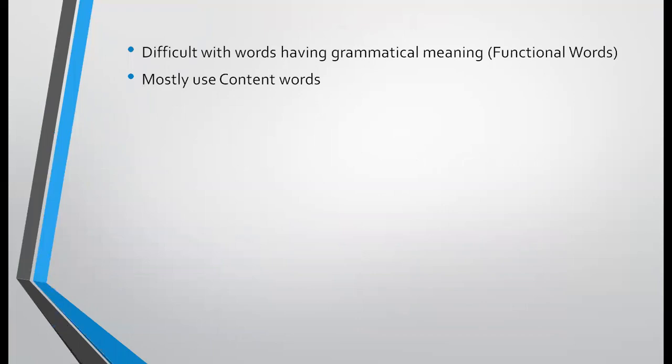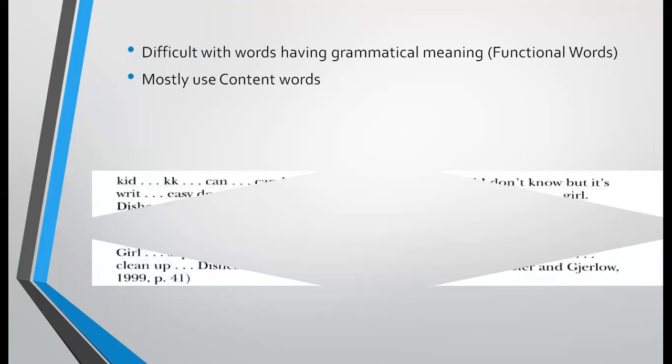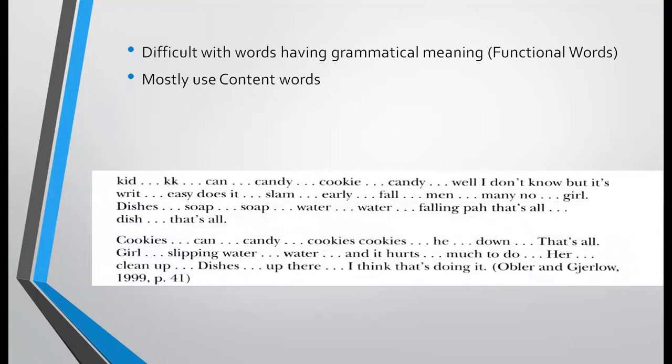Another characteristic is difficulty with words having grammatical meaning; they mostly use content words. Here we can see fewer functional words and more content words. Here is an example. Try to read that with the pauses. When we check the characteristics we have discussed against the example, you can see the functional words are missing. The functional words are the grammatical words, the helping verbs. Helping verbs are missing here, but the content words are there. With the help of these content words, they are trying to communicate meaningfully. It is non-fluent, but there is meaningful communication.